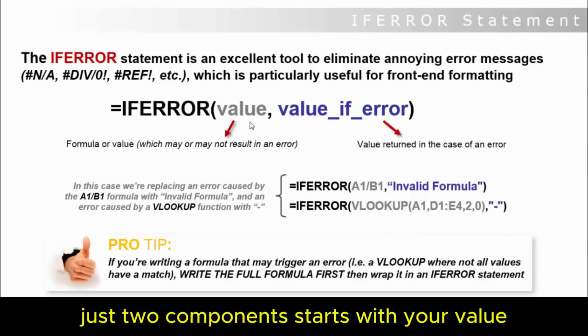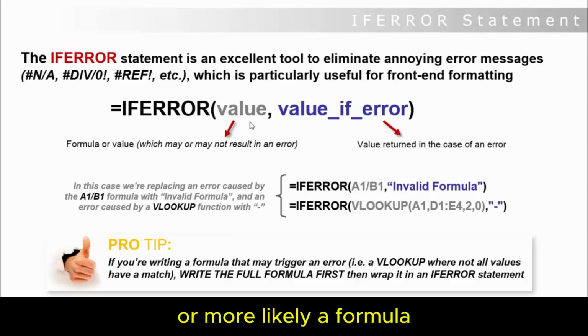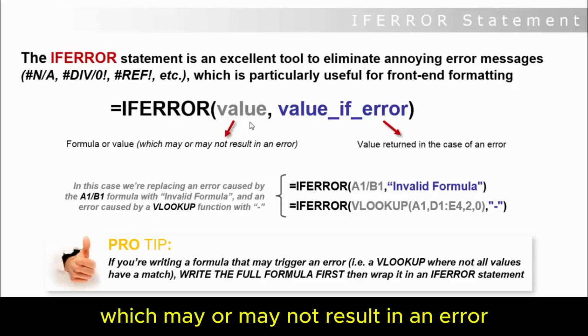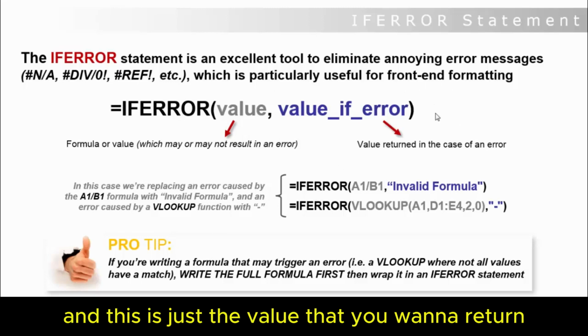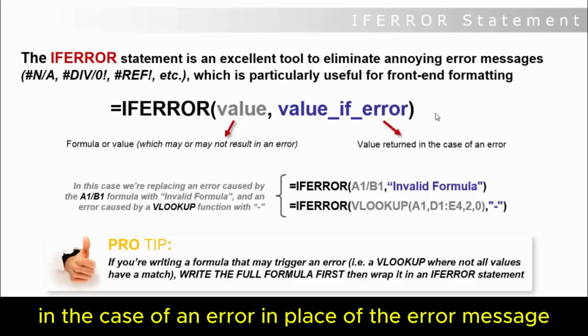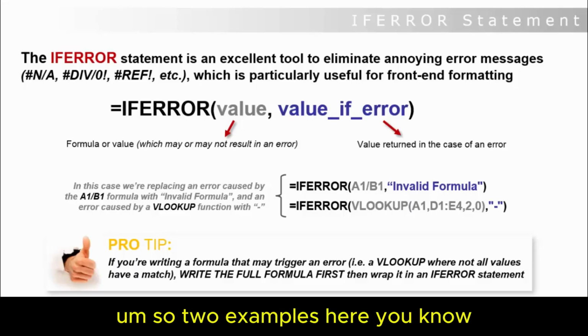It starts with your value. This could be either a value itself or, more likely, a formula which may or may not result in an error. And then after that, you comma over to the value if error piece, and this is just the value that you want to return in the case of an error, in place of the error message that it would have thrown. So 2 examples here.